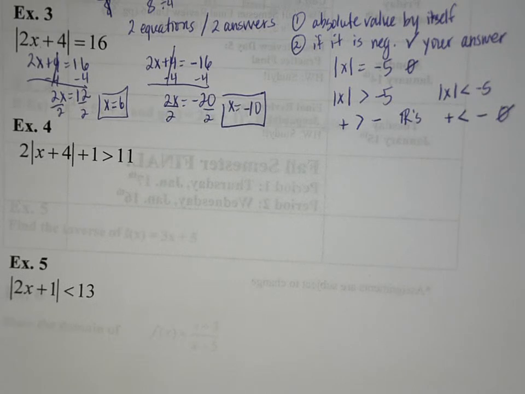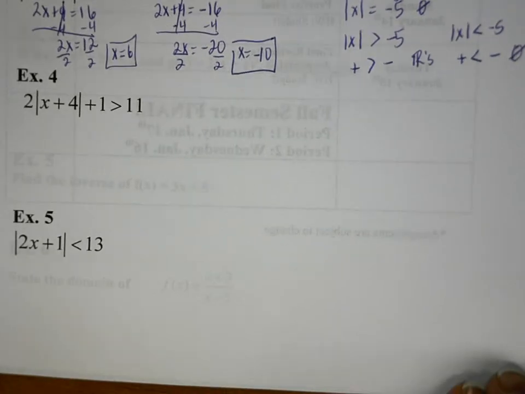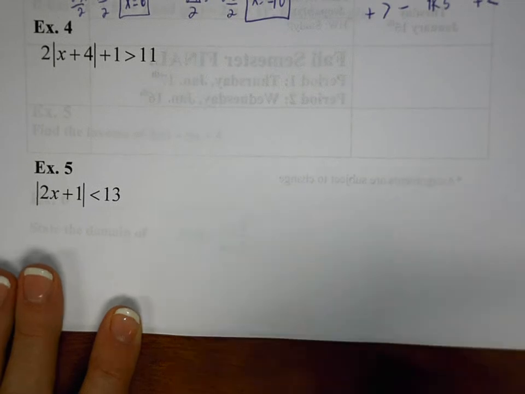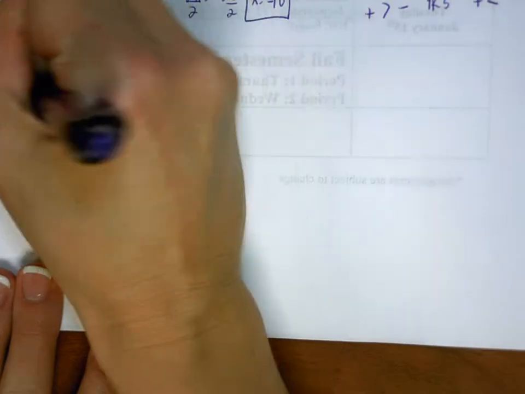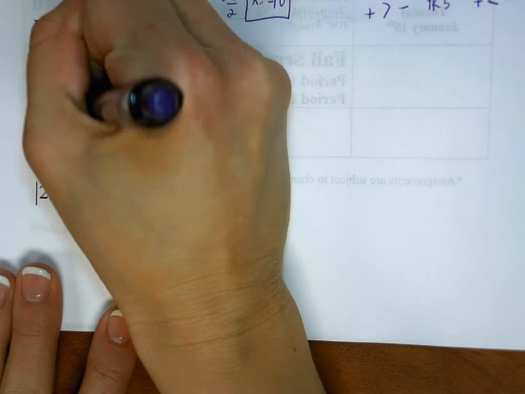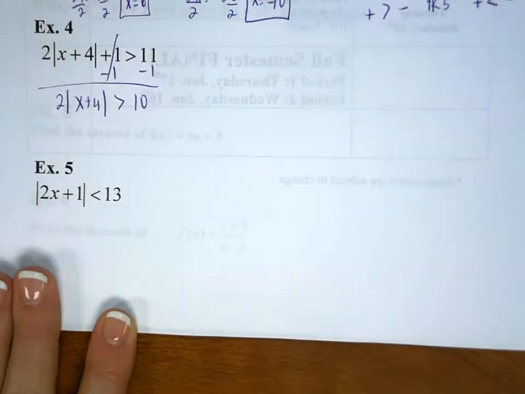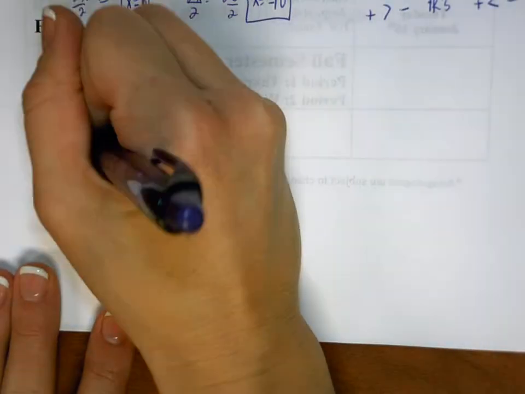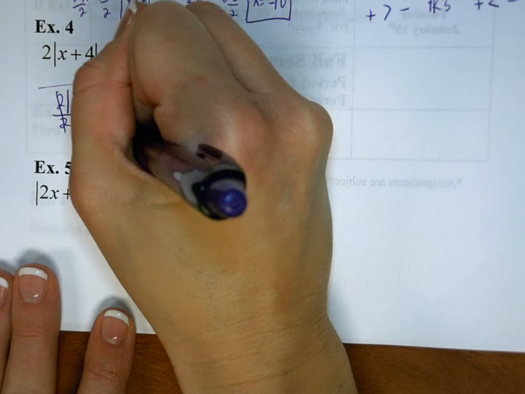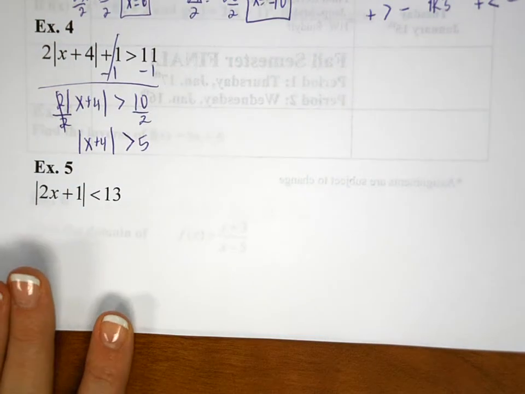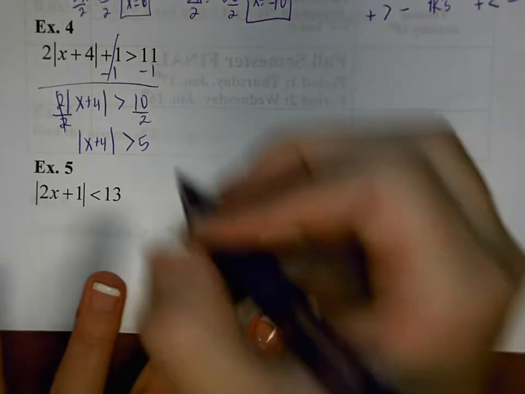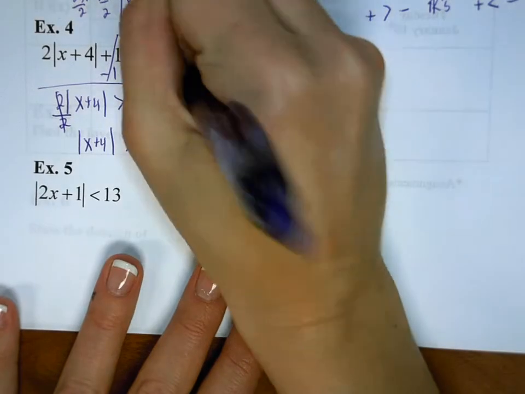Okay, example 4. What is my absolute value by itself? Before dividing by 2, what should I do first? Good, subtract 1 to both sides. So I have 2 absolute value of x plus 4 is greater than 10. What would be my next step? Divide by 2. So I have absolute value of x plus 4 is greater than 5. At this point, remember how we have and or problems? Who remembers what kind of problem this is? Or, great, or. This is an or problem.